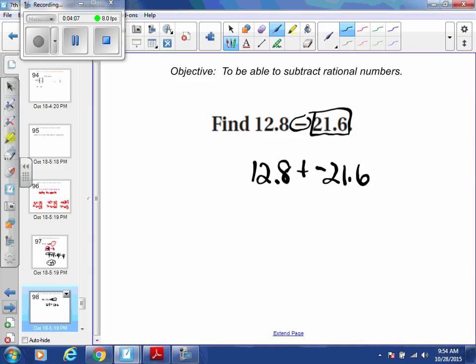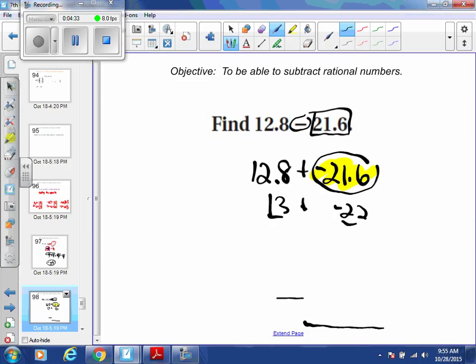Okay, then I'm going to say, let's use common sense. Do I have more positives or negatives? I have definitely more negatives. So my answer is for sure going to be negative something. All right, if I have approximately 21 negatives, and actually let's round that up, I have approximately 22 negatives, and I have approximately 13 positives. All right, 13 of these positives will cancel with 13 of these negatives, and I'll have about 9 negatives left.